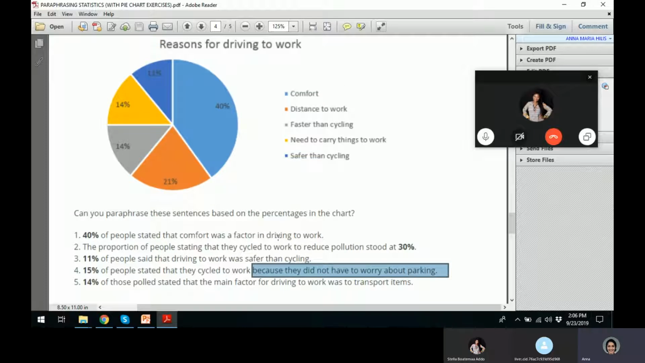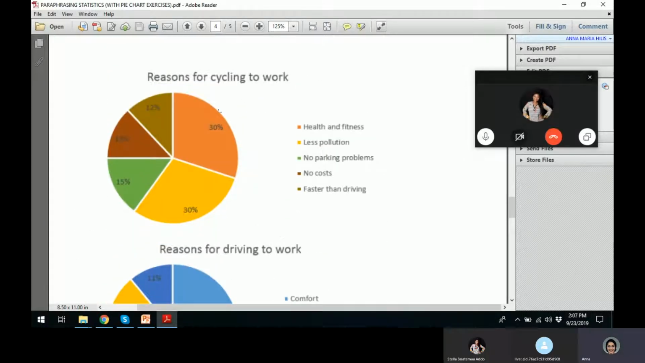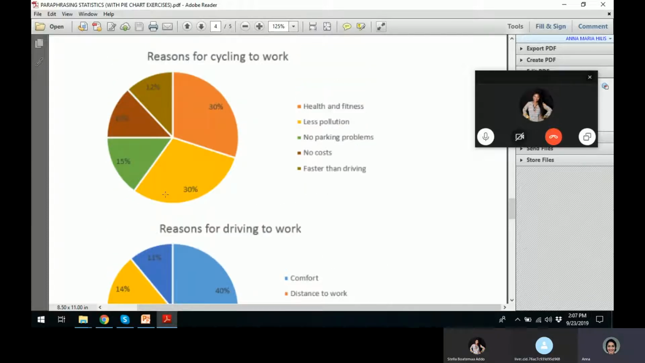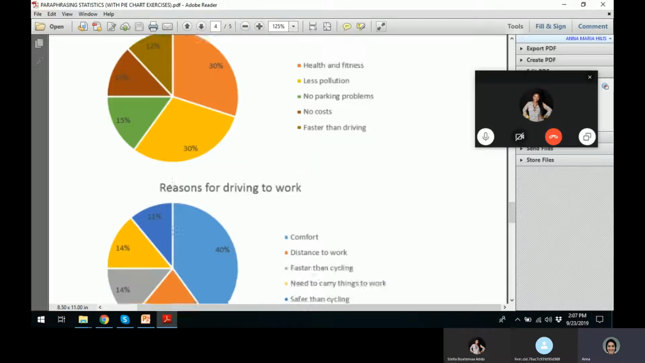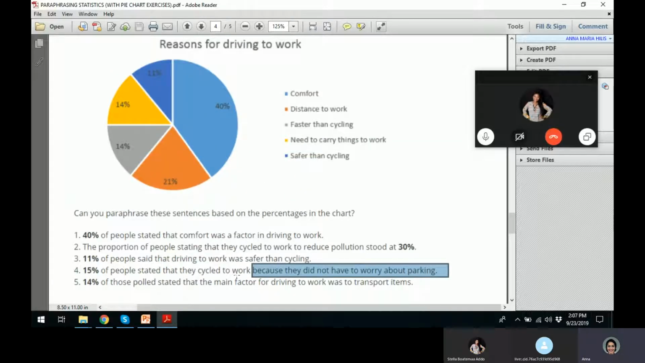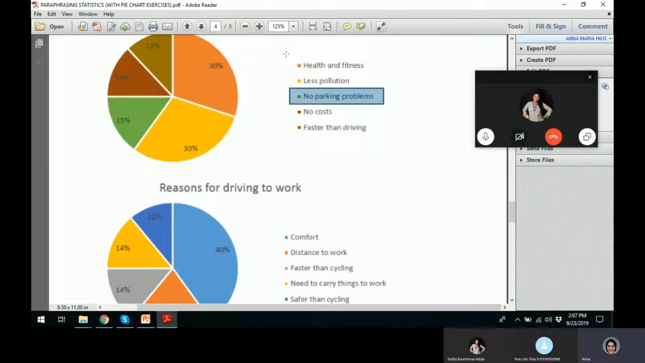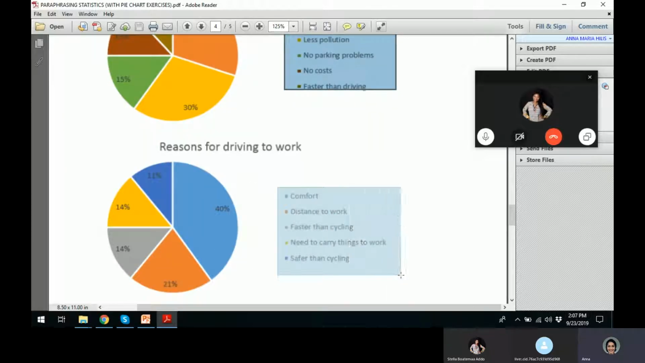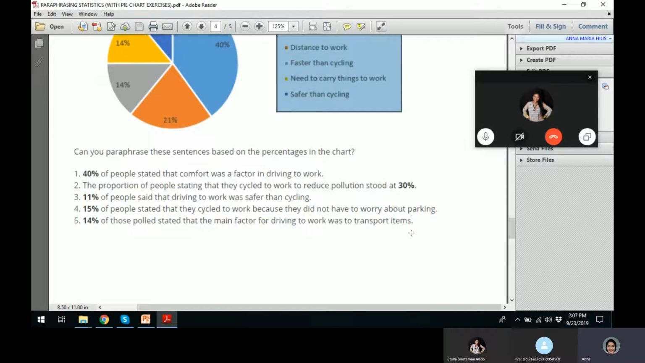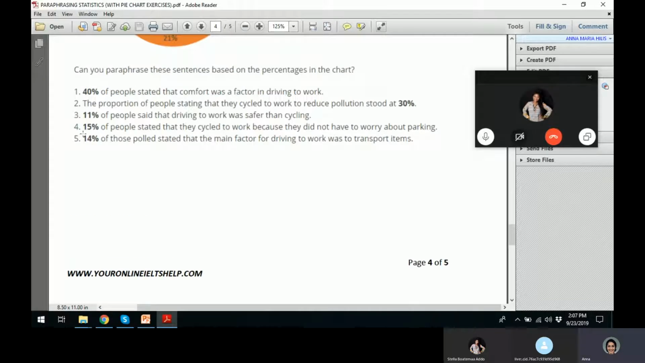So let's go to cycle to work. Okay, no parking problems here. The green, a pie. So no parking problems. So just over a tenth stated that they cycled to work because they did not have to worry about parking. And that is this one, no parking problems. Okay? So paraphrase, right? How do you understand the bullets here or the legend? We call them legends. Like what does blue mean? What does yellow mean? What does green mean? And so on.